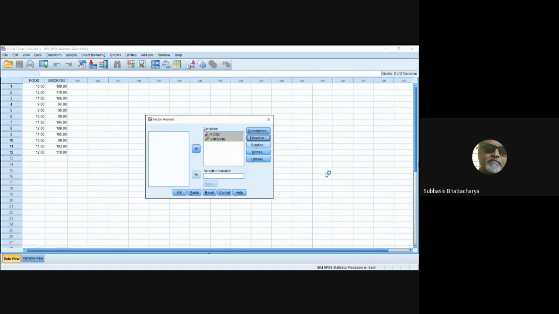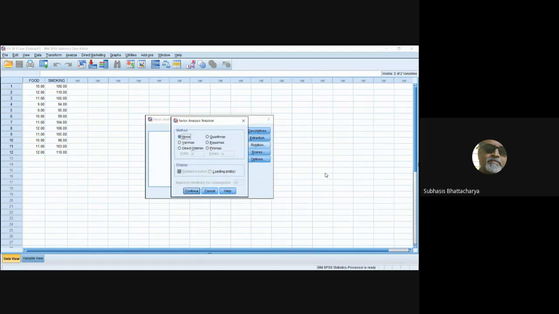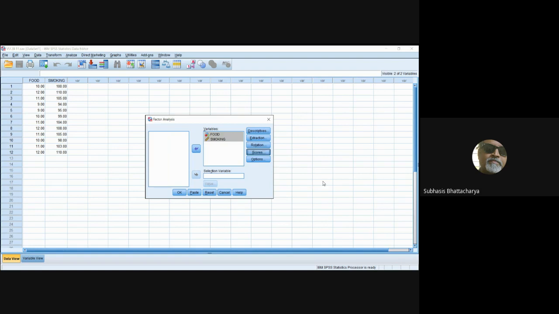Then go to the rotation. There is direct oblimin and there is varimax, and suppose we follow the varimax. The rotated solution display is already ticked, and then the scores, saved as variables, and display the factor scores coefficient matrix, this one, and then continue, and then options.